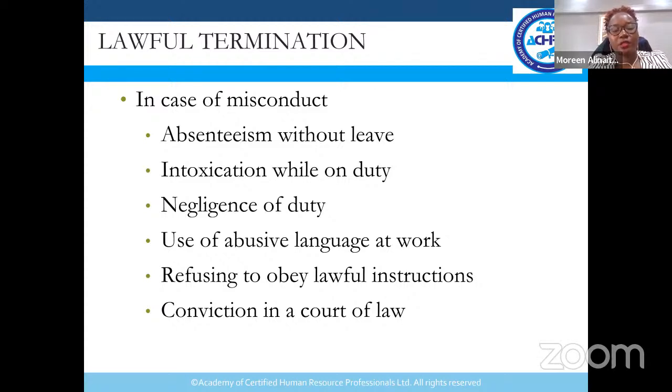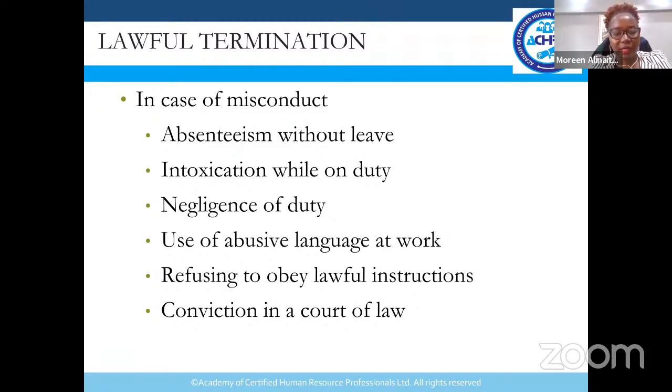If you absent yourself without leave for a period as stipulated in the CBA or in the Act, okay? I mean, or your contract. For example, some companies have a policy: if you absent yourself for 1 week without leave and without permission, without saying anything, automatically you'll be terminated. Intoxication while on duty can also lead to termination because it is considered to be a misconduct.